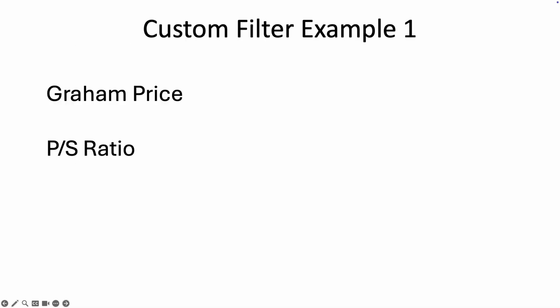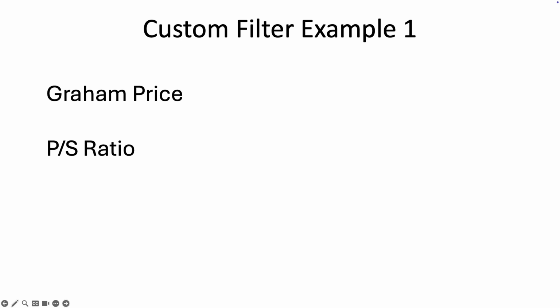The first custom filter I'm going to create with you is example number 1. Let's say I'm an investor. I'm only interested in the Graham price and the PS ratio, the price to sales ratio. That's it. So I just want to add 2 additional columns. I don't want to have to go into the home page and select them every time I log in. I want to be able to have one button click that I can go directly to my custom filter.